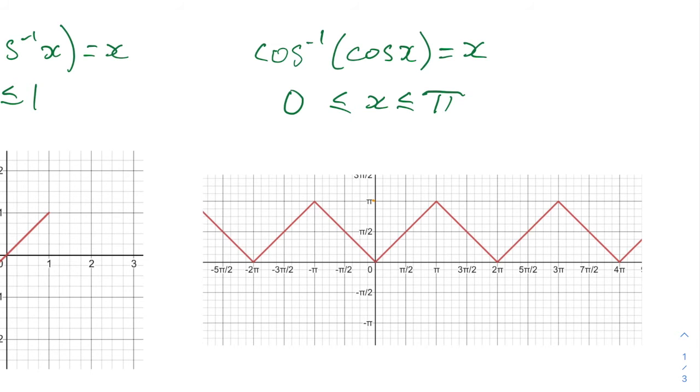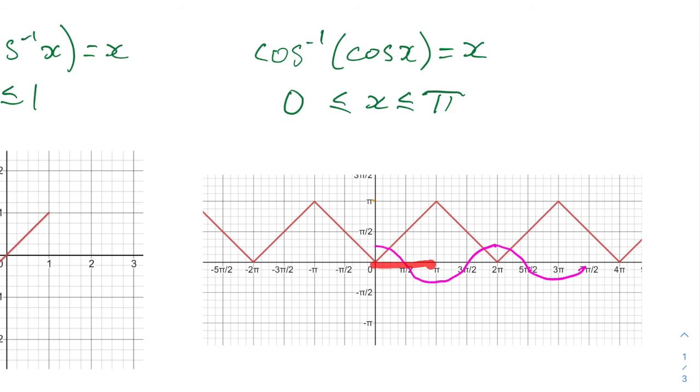So again, I'll draw a cosine curve on top of here. So it's something like that. Let's keep it going a bit. So if, for example, you put pi in here, cos of pi is -1. And cos inverse of -1 is pi. So you put pi in, it spits pi out. If you put 3 pi in here, cos of 3 pi is -1. Cos inverse of -1 is pi. So you put in pi or 3 pi, it's going to spit out the answer of pi.